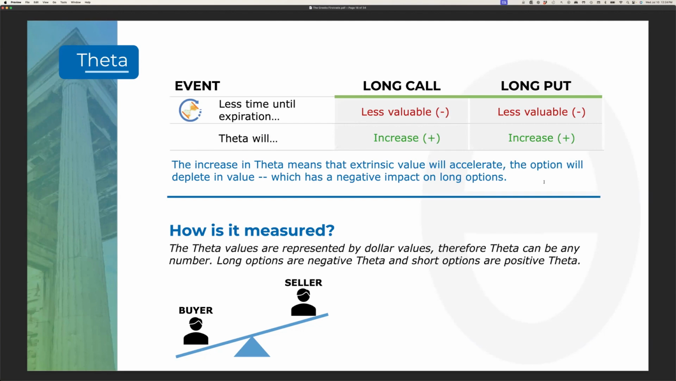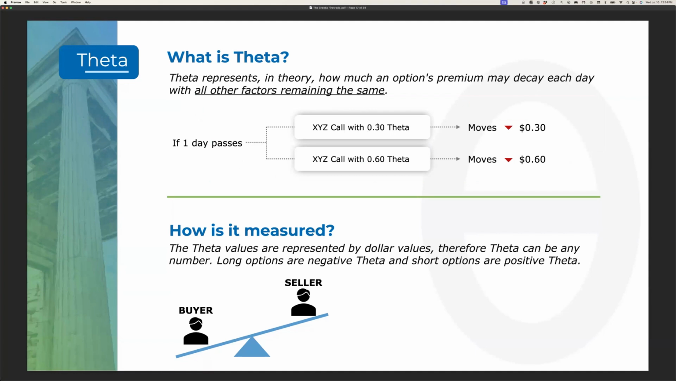So the more time passes, meaning the less time there is left between now and expiration, the less valuable a long call and a long put is going to be. And theta is not a static number. Theta actually increases in value as you get closer and closer to expiration. So for example, if today's theta is 0.3, by tomorrow that theta could increase to 0.31, and the day after it can increase to 0.32.